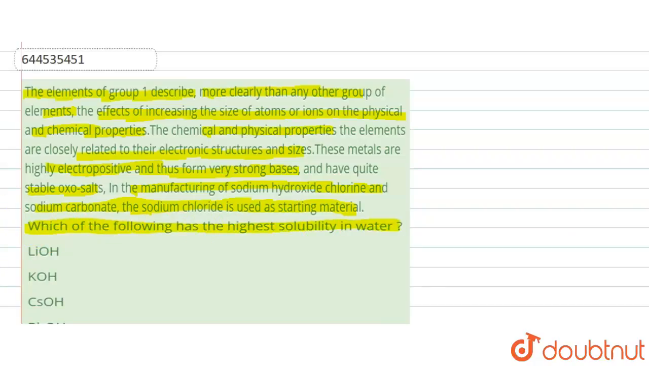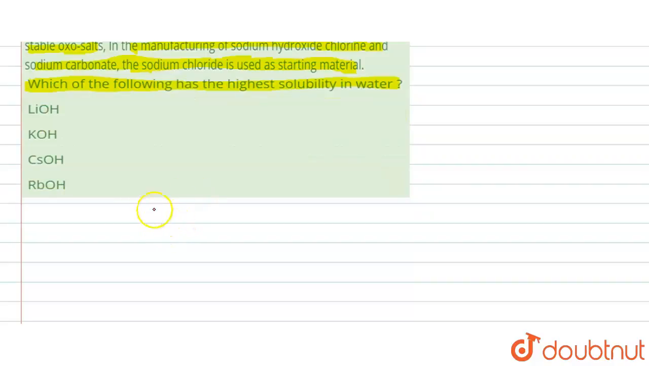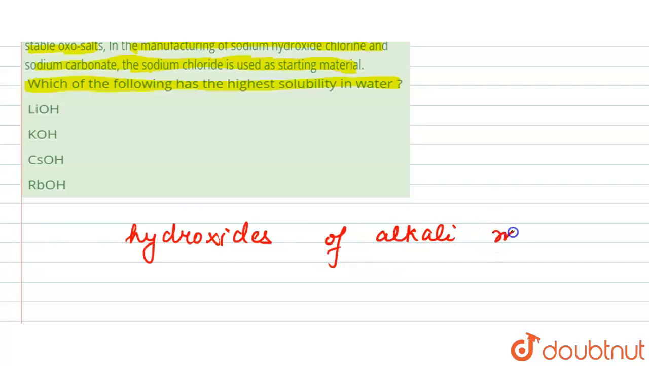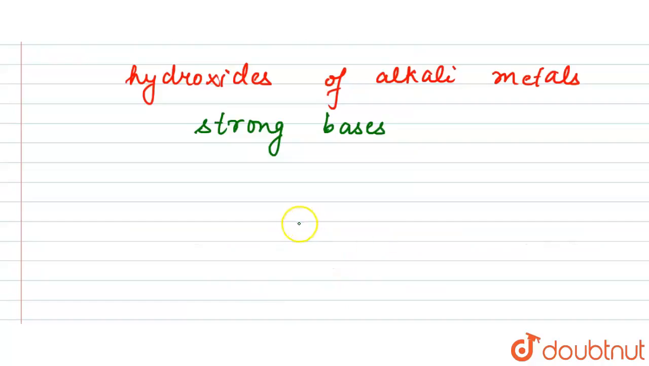If we see the options, these are the hydroxides of the alkali metals. If we talk about the hydroxides of alkali metals, they behave as very strong bases. Why? Due to their low ionization enthalpies.